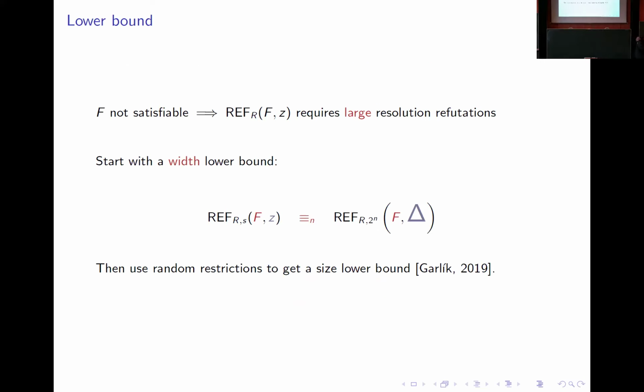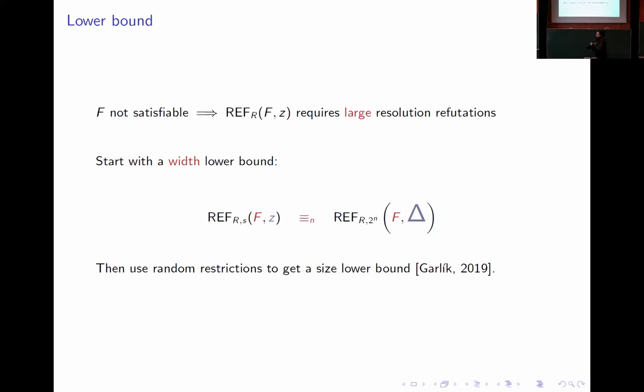And for the lower bound, we start with a width lower bound. The way to show width lower bounds is to find a model in which your formula is satisfied and show that this model is in a certain sense locally isomorphic. So in this case, the model is the brute force resolution refutation of F of size 2 to the n. In a sense, you can fool a prover of limited width into thinking that's what it is proving. And once we have a width lower bound, we can turn it into a size lower bound using random restrictions.